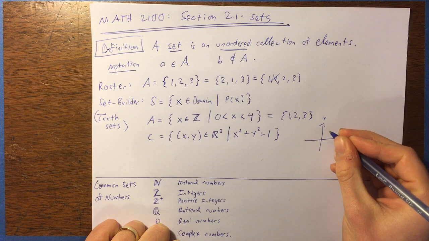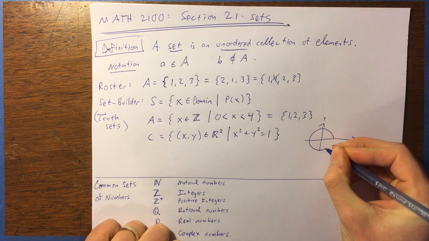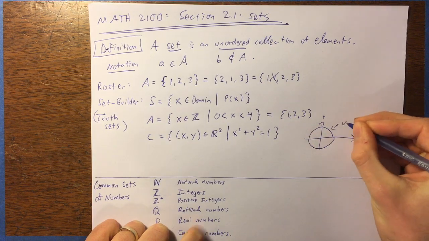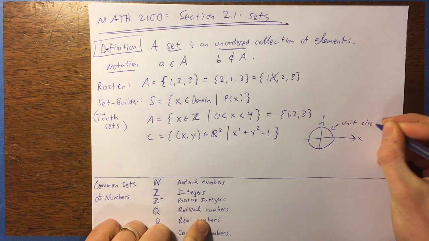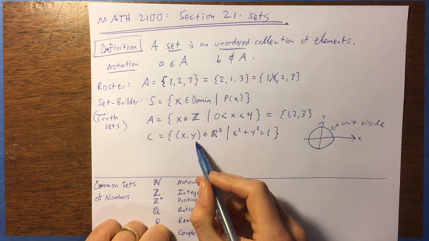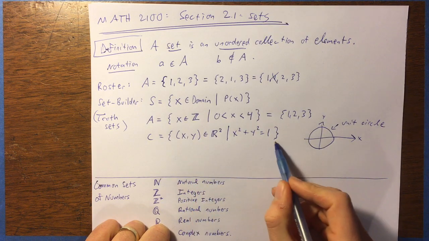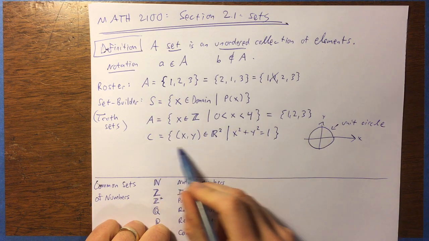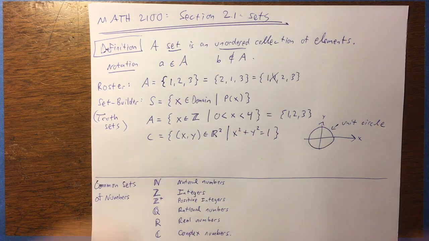Well, this right here is the unit circle. So the unit circle itself is a set of points of this format that satisfy this equation. So you could write the unit circle like this. So there's just a couple of examples.